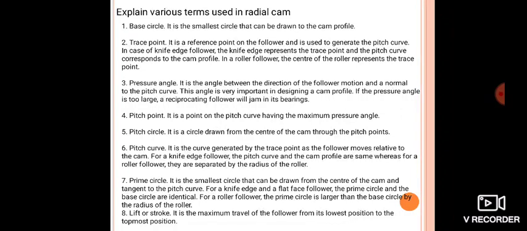The next definition, lift or stroke length. Here, lift is the maximum travel of the follower from the lowest position to the topmost position. In the displacement diagram, the distance from the smallest position to the largest topmost position is called lift or stroke. So these are the definitions which may be asked in the exams directly.